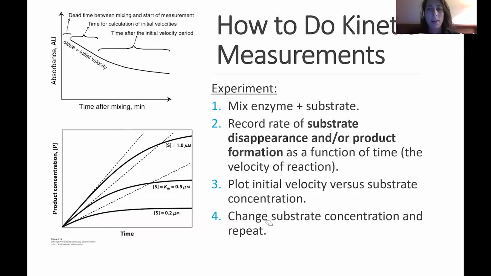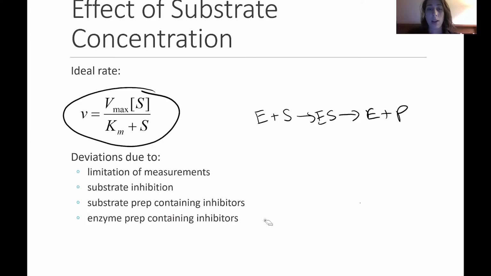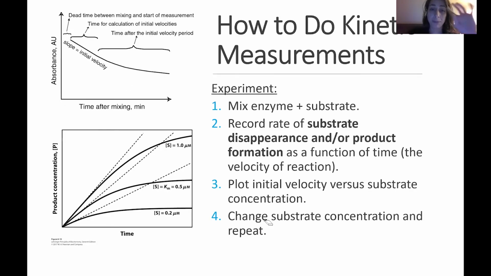So I want to spend a minute talking about how we measure this information. How do we measure velocity and then determine these other constants, Vmax and Km? If you experimentally wanted to measure these, you would take an enzyme and you'd mix it with a substrate. And in both of the cases, you're going to know how much of each you have.